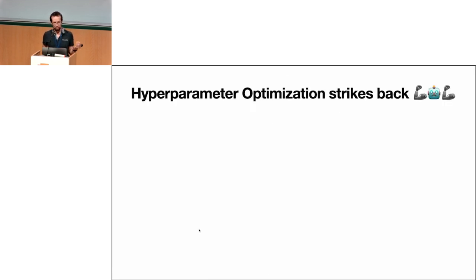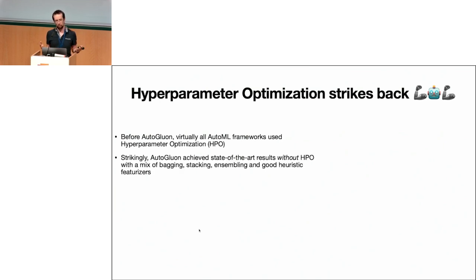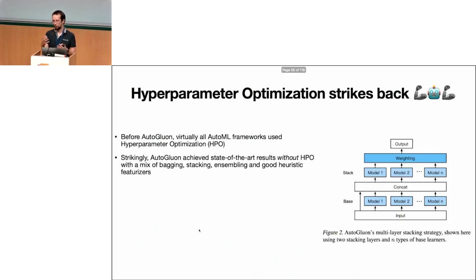Now the second part is hyperparameter optimization strikes back. One hyperparameter tuning. Huh? It's one hyperparameter tuning. Yeah. And it's the revenge of it. Right. So before AutoGluon, as Nick said, virtually all AutoML frameworks used HPO. But strikingly, AutoGluon got very good results without HPO, with a heuristic that Nick talked about: bagging, stacking, ensembling.